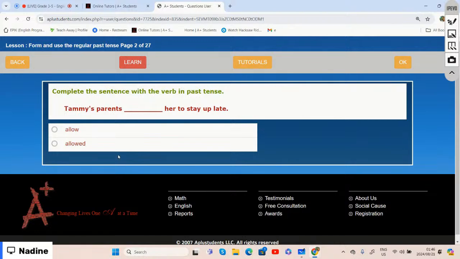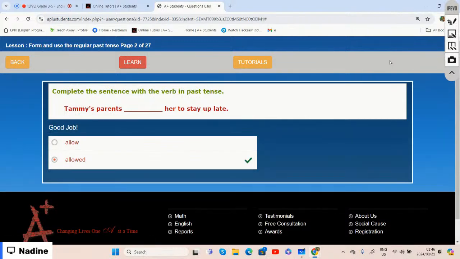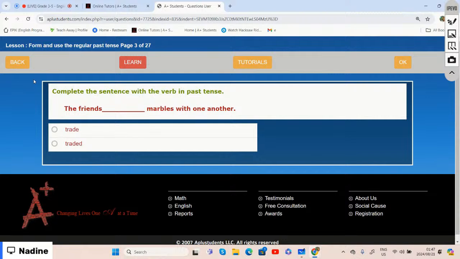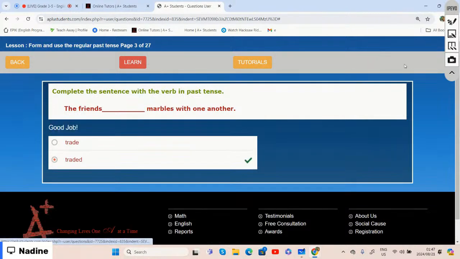All right. And if we were to choose the correct option, we can say Tammy's parents allowed, which is option two, allowed her to stay up late. Yes, well done. All right, let's do the last one and then we are done. The friends, do we say trade marbles with one another or traded marbles with one another? If we were to choose the correct one, we would say traded marbles with one another.